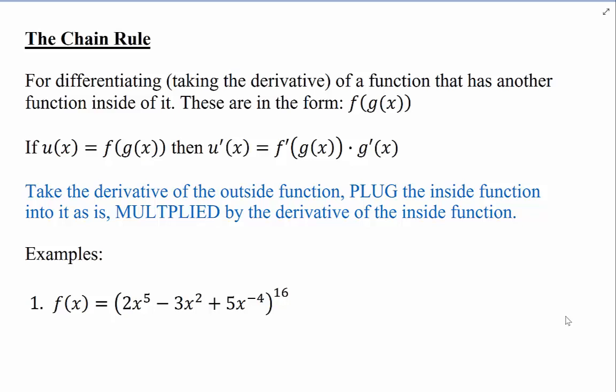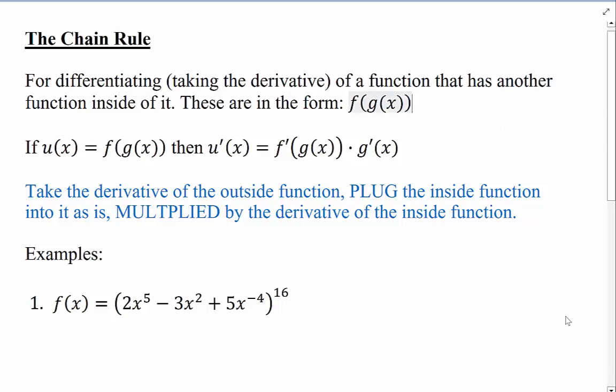In this video, we look at the chain rule. The chain rule is used for taking the derivative when we have a function that is plugged inside of another function. And these usually take the form of f of g of x, or you could see it written in this notation, but that is a lot less common in North America.